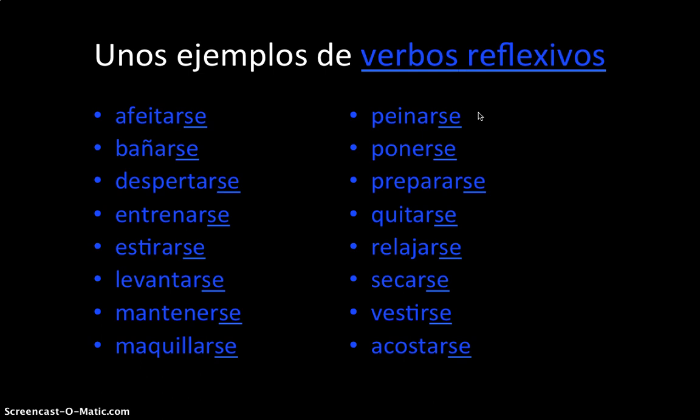Okay, bueno, yo pronuncio en español. Afeitarse, bañarse, despertarse, entrenarse, estirarse, levantarse, mantenerse, maquillarse, peinarse, ponerse, prepararse, quitarse, relajarse, secarse, vestirse, acostarse.